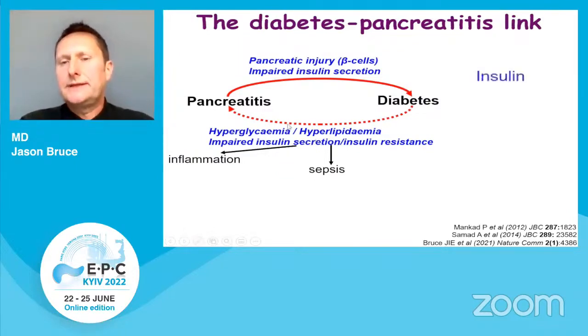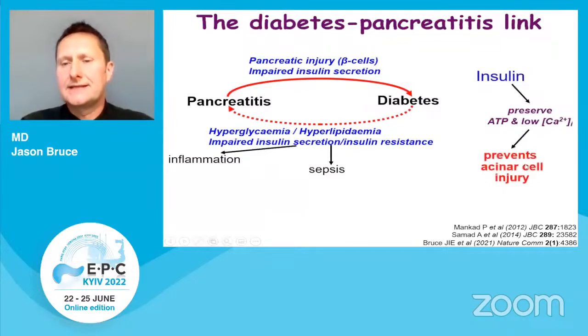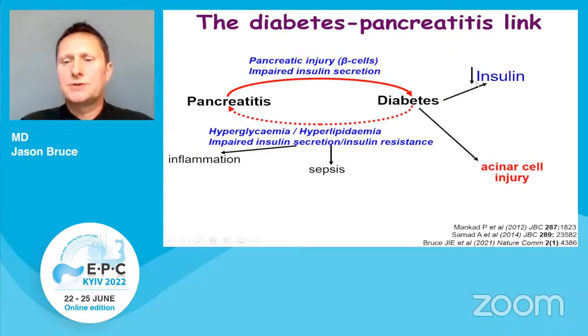And this was unclear until we discovered that insulin actually has a direct protective effect on acinar cells due to preservation of cellular ATP and maintenance of low cytosolic calcium. Therefore, during diabetes, when there's a loss of insulin secretion, this protective mechanism is abolished, leading to a much more severe acinar cell injury and presumably escalation to a more severe acute pancreatitis.